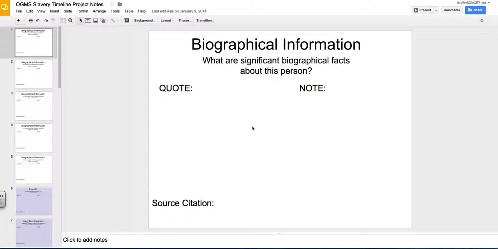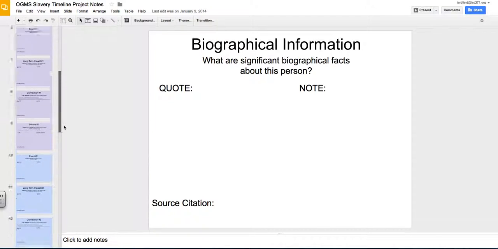And on the timeline, there will be 5 major events from the abolitionist or slave's life that were turning points in their life. And the note cards are organized in such a way to help you to think about what those 5 events might be. After you complete these white bibliographic information note cards, you can move on to those 5 events. And you can see that they're organized by color.